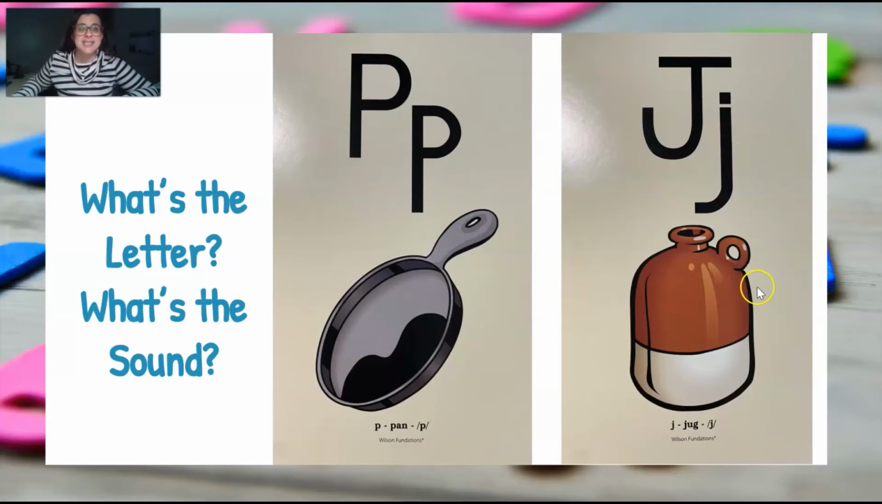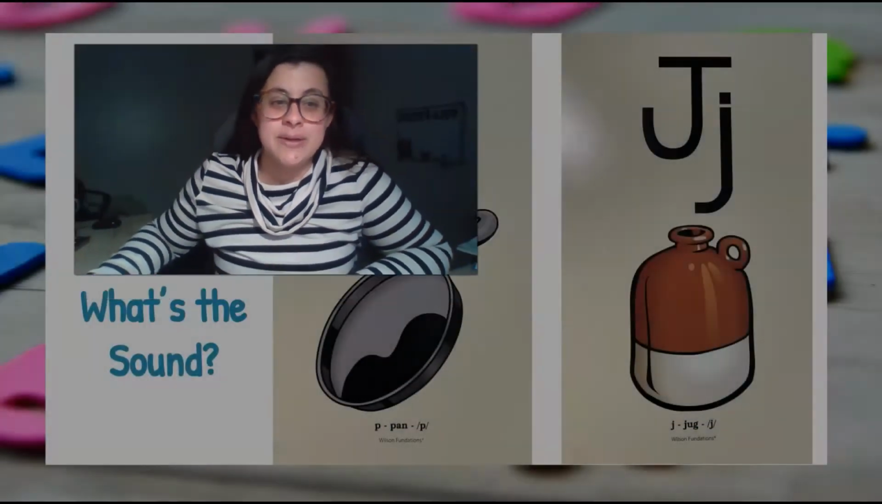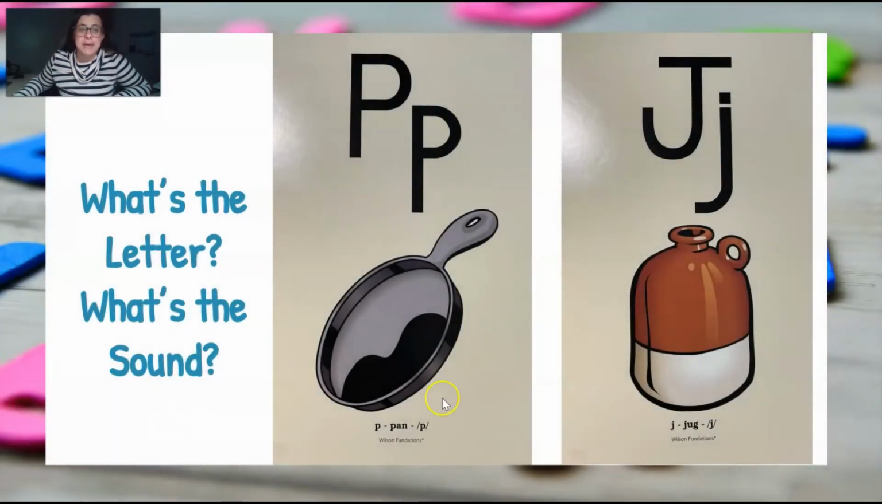J makes the J sound. J, jug, J. Say it with me. J, jug, J. Now let's just say the sound. J, J, J. P, pan, P. J, jug, J.